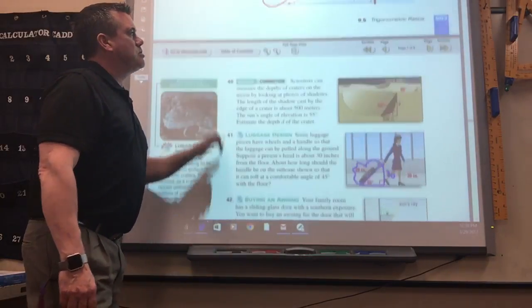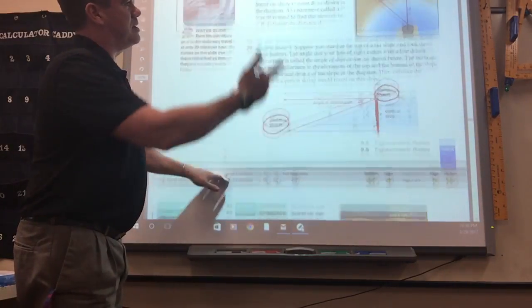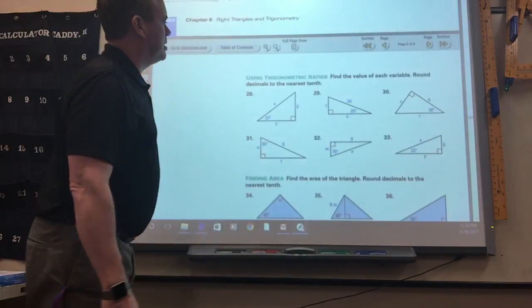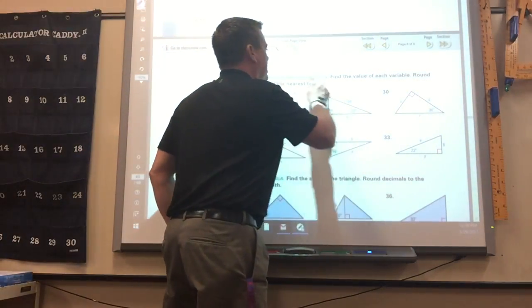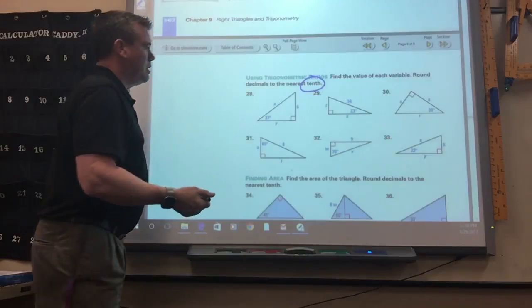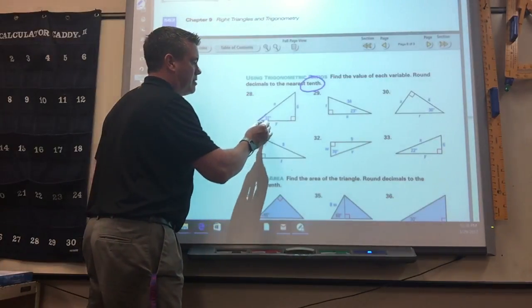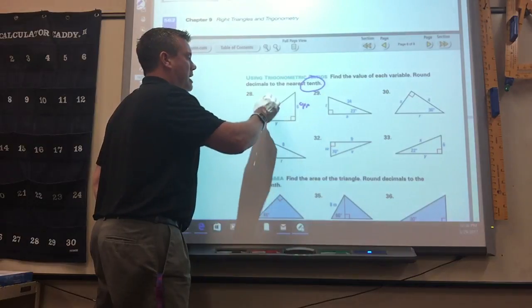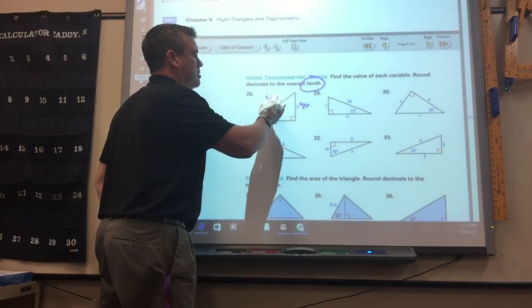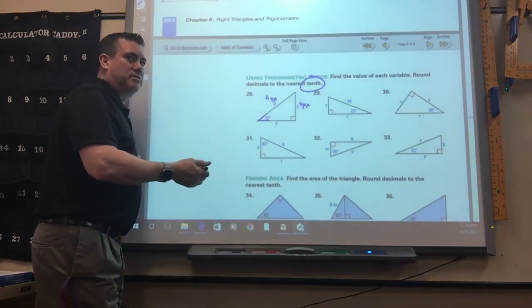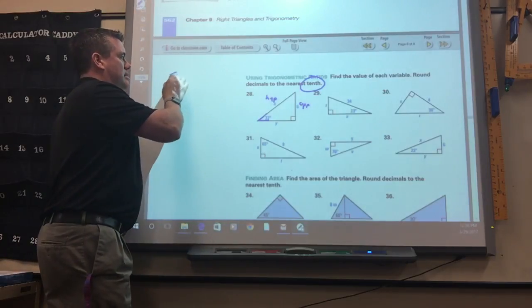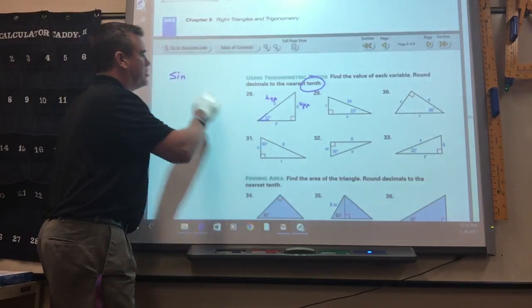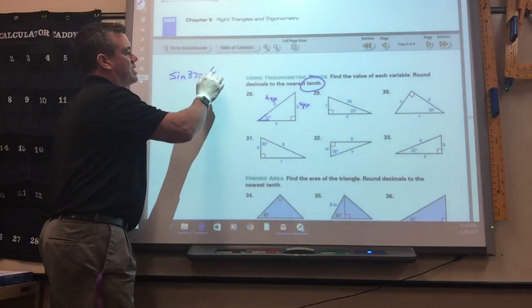Okay? So these are all using the trig functions. We'll do a couple together. Round to the nearest tenth. So here's the angle given. 6 is opposite. If I'm looking for x, that's the hypotenuse. So it's opposite over hypotenuse, so our sine. Sine of 37 is 6 over x.